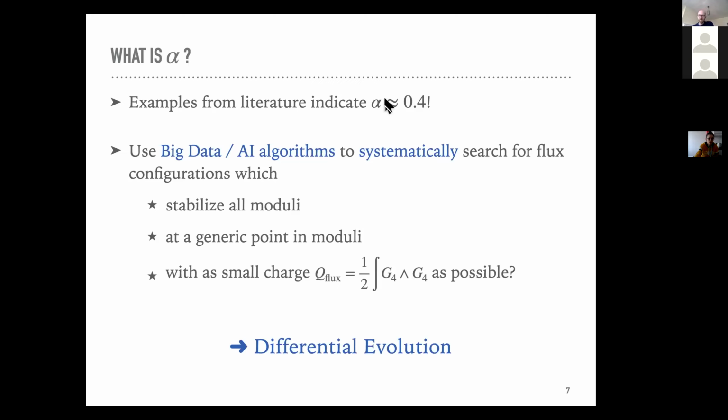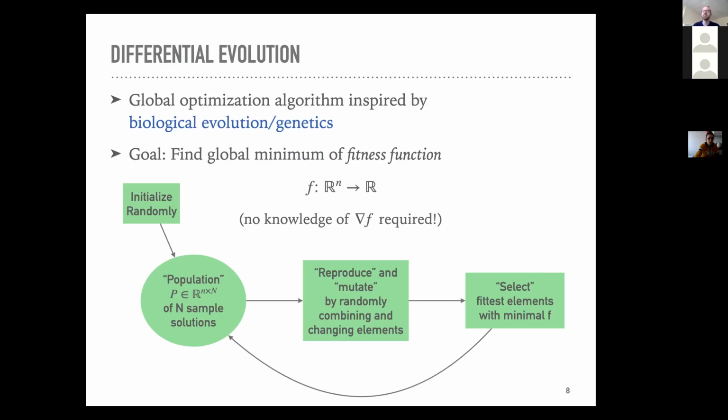And for this problem, I think using big data or artificial intelligence algorithms is a very natural approach. So we try to use these algorithms to systematically search for flux configurations which, A, stabilize all moduli, B, at as generic a point in moduli space as possible, and C, with as small a charge as possible, to see if we can find evidence for this behavior. And for that, we used an algorithm which is typically called differential evolution. So how does such an algorithm work?